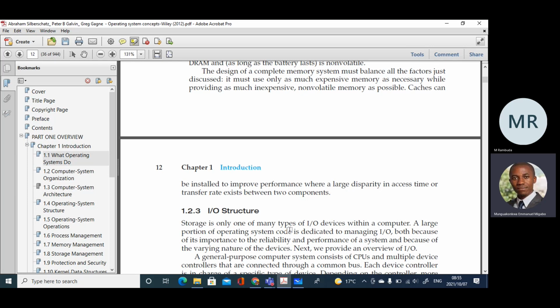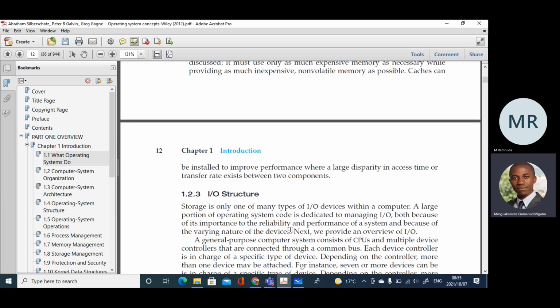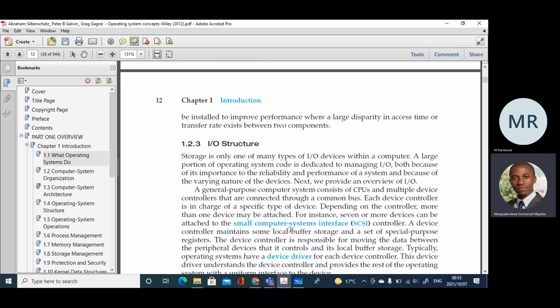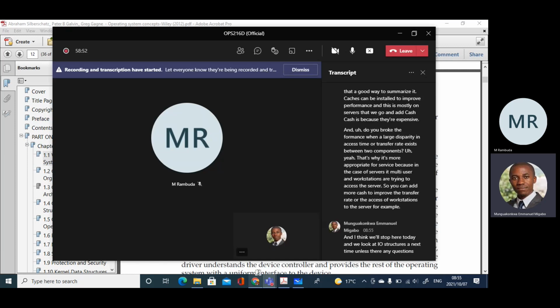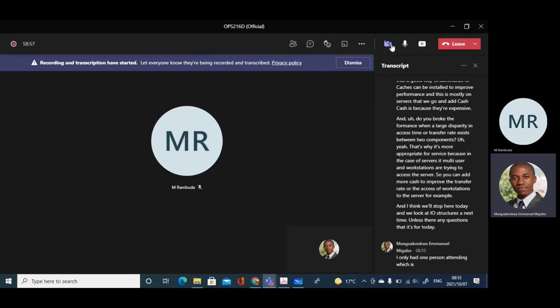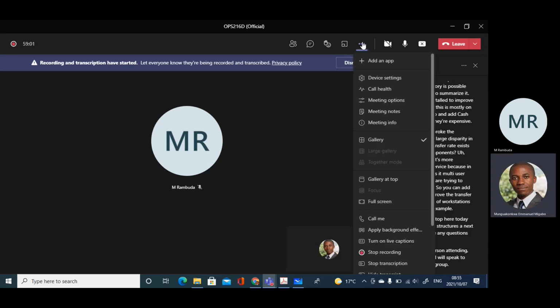I think we'll stop here today. We'll look at I/O structures next time. Unless there are any questions, that's it for today. I only had one person attending, which is bad, but I will speak to the others in the group. Okay, Rambuda, thanks for attending.